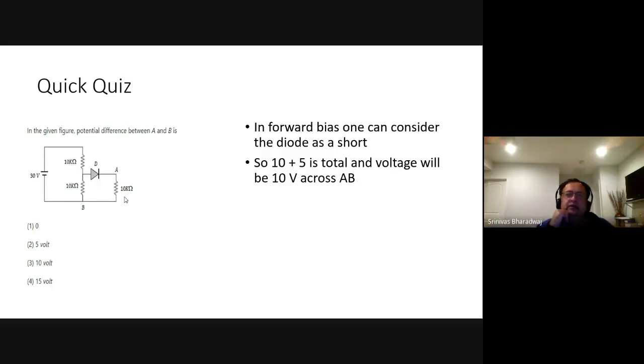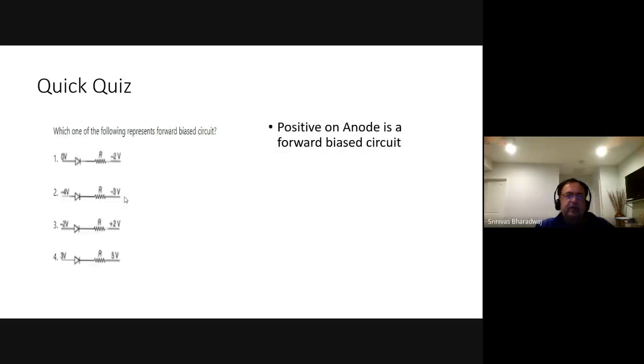So the important idea here is that the diode is going to act as a short. That's all they want from you for this question. A quick quiz. Now, which of the following represents a forward biased circuit?